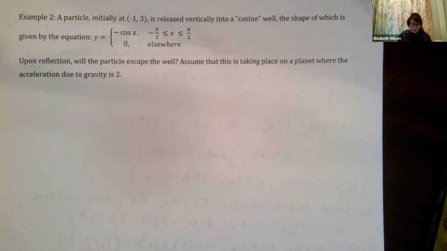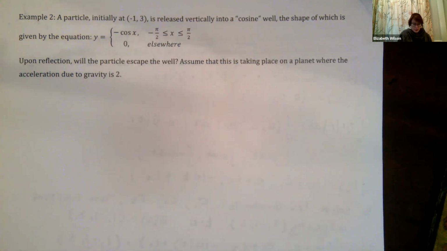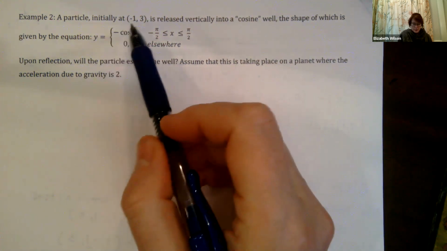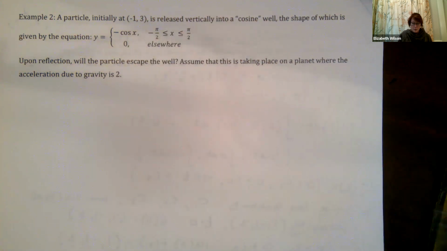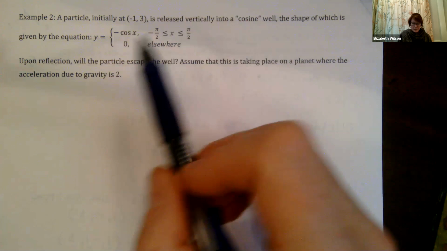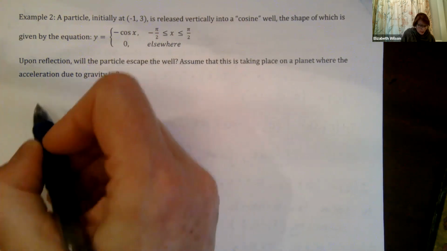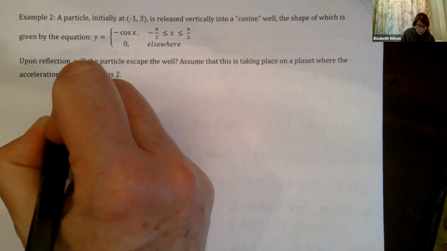All right, so let's go ahead and start working through this. We've got a particle. We're going to draw out a picture so you can see what this looks like. We've got a particle, and it's initially at some position, and it's released into a well, and the well is shaped like a minus cosine. It's given by this equation here. We're going to draw all this stuff out, so let's go ahead and actually do that while we're thinking about it.